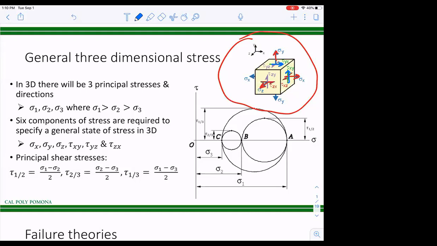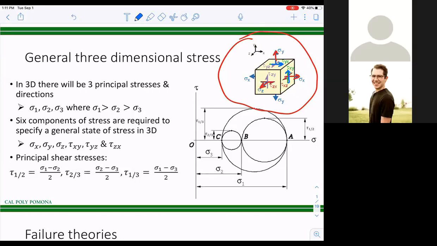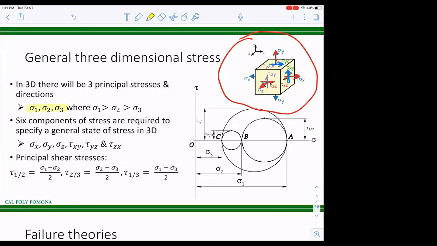Okay, it's a 2D case. That's why you only had two normal stresses, maximum and minimum normal stresses. So you calculated sigma 1 and sigma 2. But if you have a 3-dimensional case, just as in this one, where you have normal stresses in all 3 directions, you will have 3 principal stresses. Now, by the way, do you guys remember what principal stresses are?